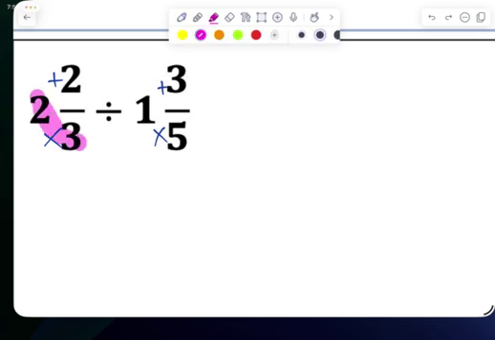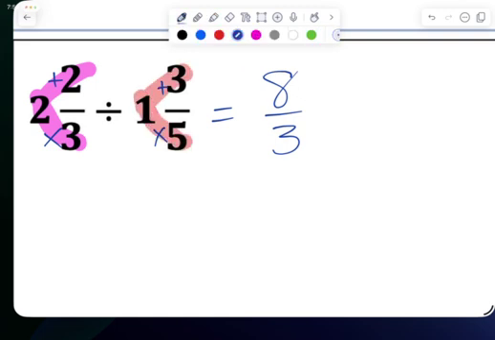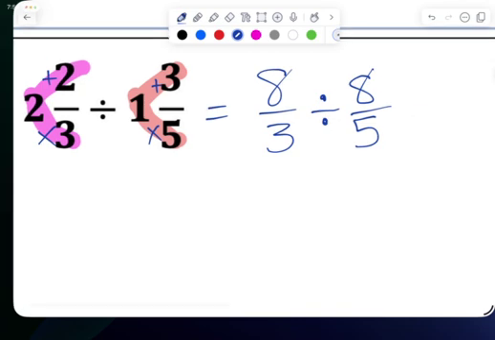We have 3 times 2, and then we add 2. 3 times 2 is 6, plus 2 is 8. So that means we have 8 over 3. And then the second fraction is 5 times 1, that's 5, plus 3 is 8. And that is 8 over 5. So the very first thing I'm going to do is rewrite it. Keep it divide by. My only job is to make it be fractions.